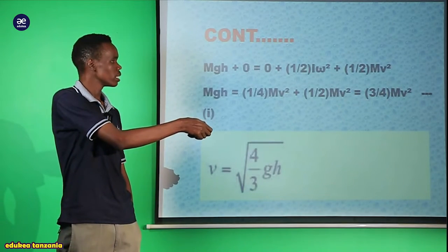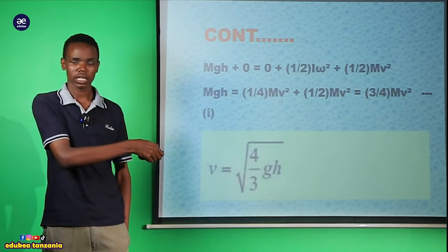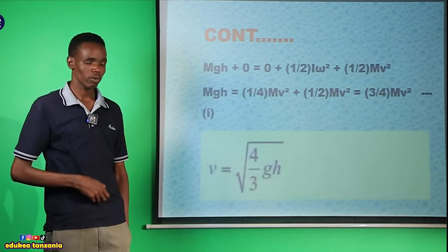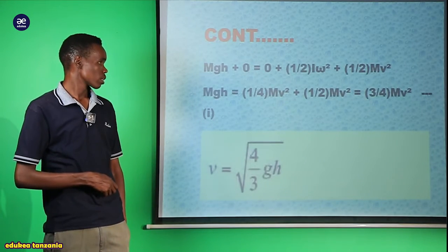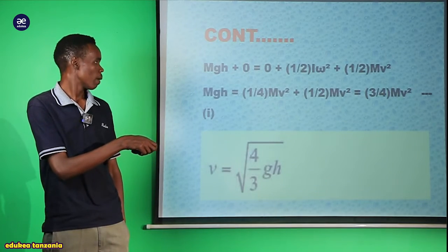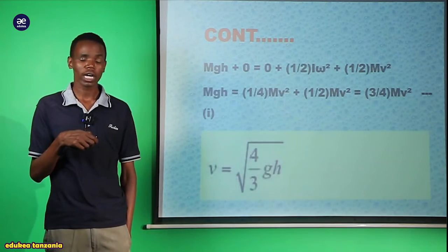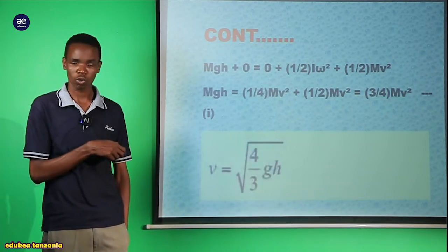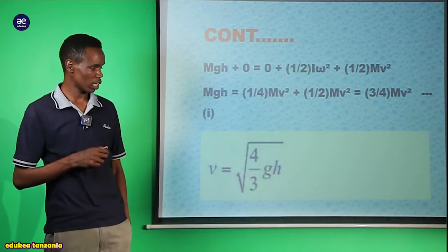But the m is common, as we see that here we have m at the right side, and also at the left side we have m. Now we could say that if we omit that m, v squared must be equal to 4 divided by 3 gh. So v squared will be 4 divided by 3 gh.